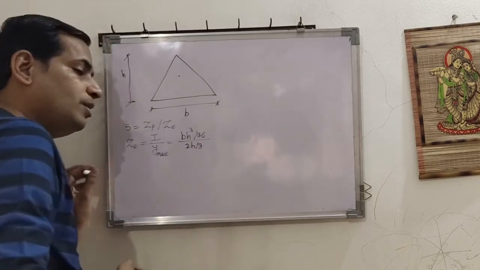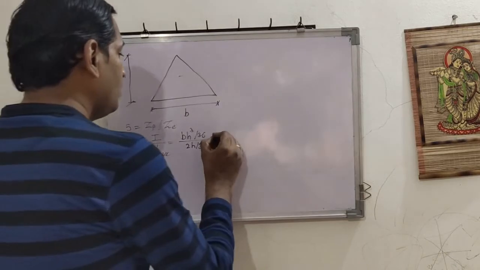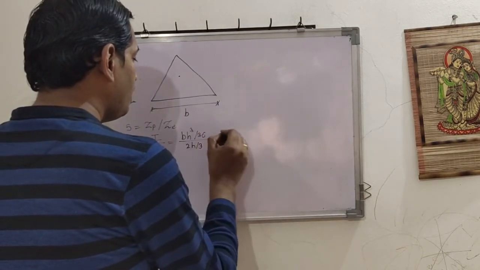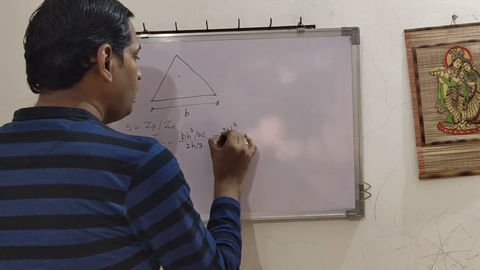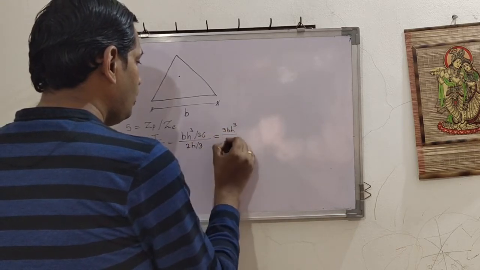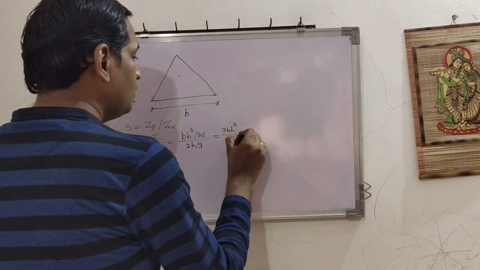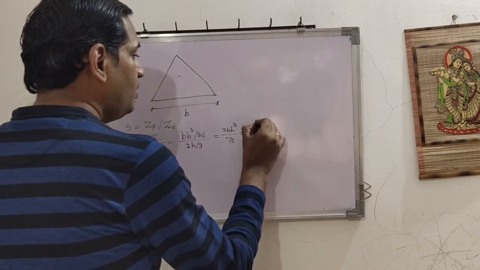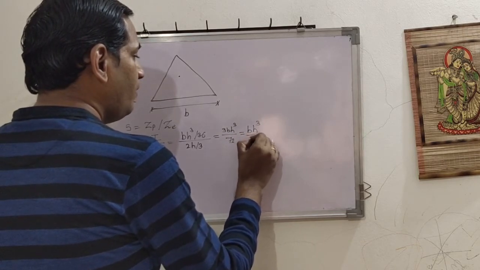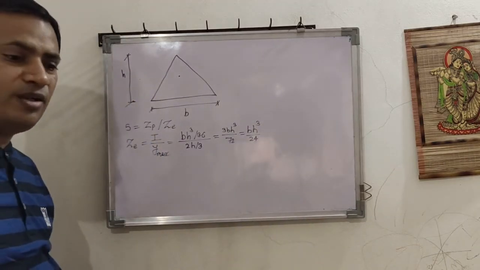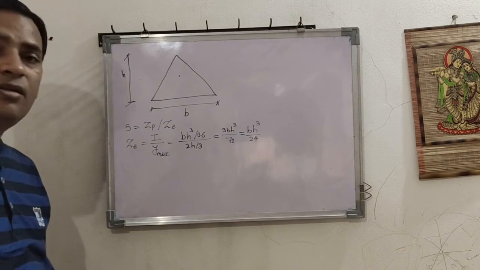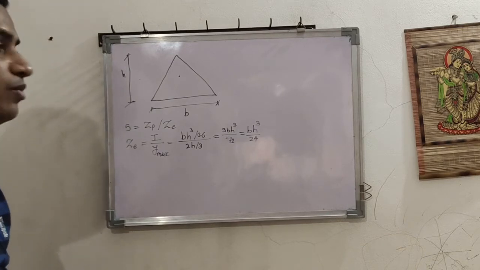So how much will this be? This 3 will go to the numerator. So 3bh cube divided by 36 into 2 is 72. So this will become bh cube upon 24. So the elastic section modulus for a triangular cross section is bh cube by 24.